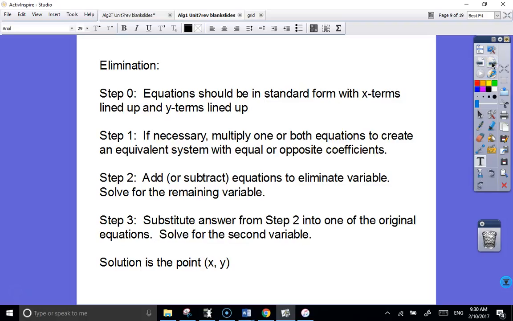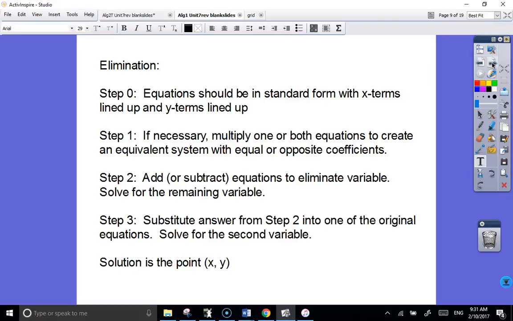So the first, I call it step 0. Step 0 is they need to be in standard form with the variable terms lined up. Okay. Step 1, not always necessary. Sometimes they're actually all ready to add or subtract the equations and you'll eliminate a variable.